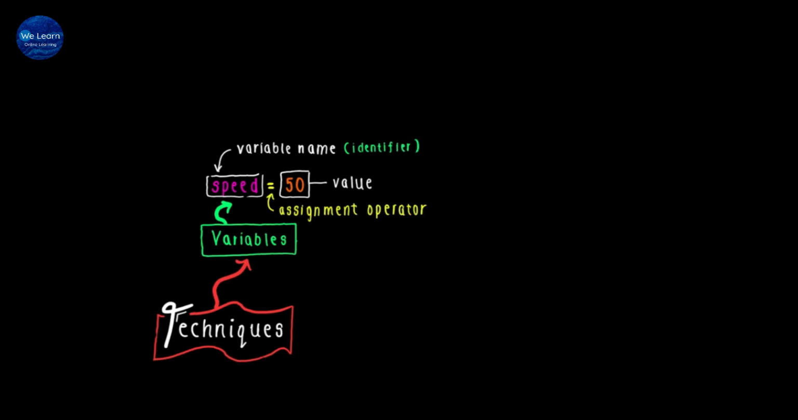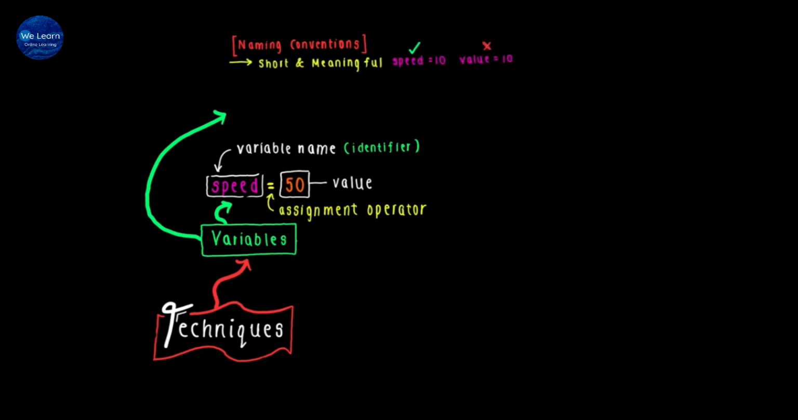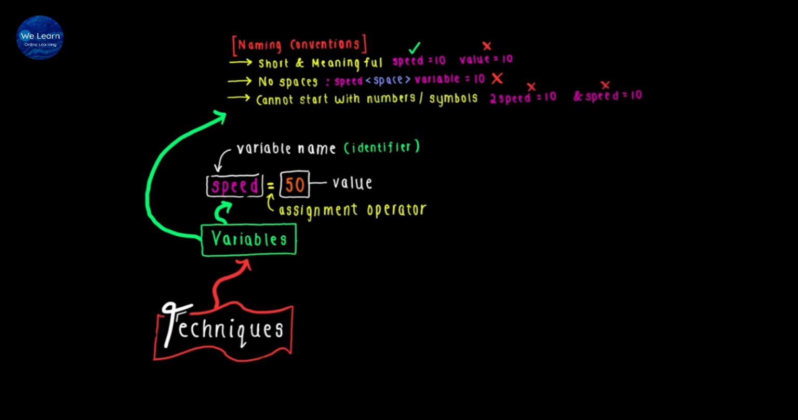There is a small set of rules you need to follow when you name your variables. The first rule is that your variable name should be short and meaningful. Secondly, your variable names cannot have any spaces. For example, if you have a variable name as two different words, speed space variable equals 10, that wouldn't work because the program does not know which one you should store the variable to.